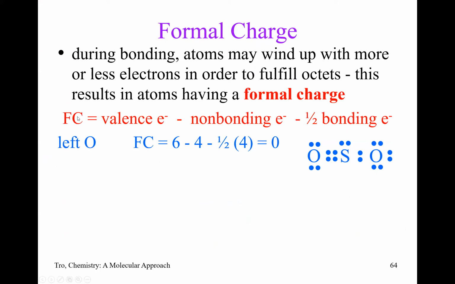Right, so what is the formal charge? You take those valence electrons. So for example, this one's doing SO3 or SO2. Sulfur and oxygen are in the same place in the periodic table, the same group or column, right? So 6, and then you go through element by element. So 2 lone pairs, that's the 4. And then half of the bonding electrons.